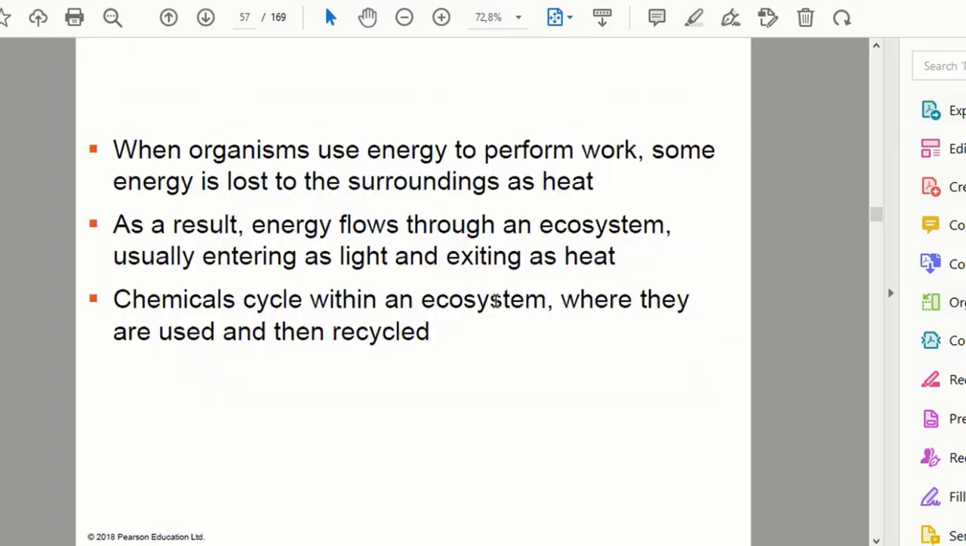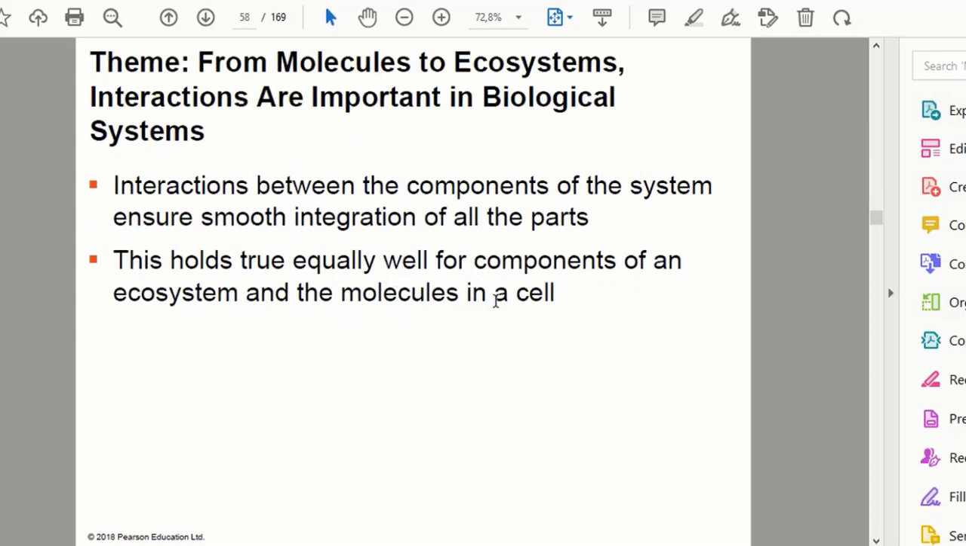So this is the explanation in detail, where organisms use this energy to perform work, and some of this energy is lost to the surroundings as heat. Therefore, you will have a result where energy flows through an ecosystem, usually entering as light and exiting as heat. Then the chemical cycle within an ecosystem, where chemicals are used and then recycled in order to complete the energy flow.